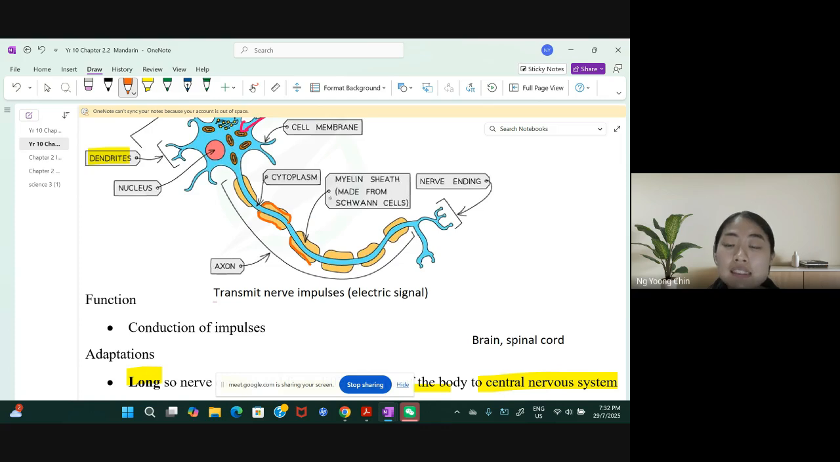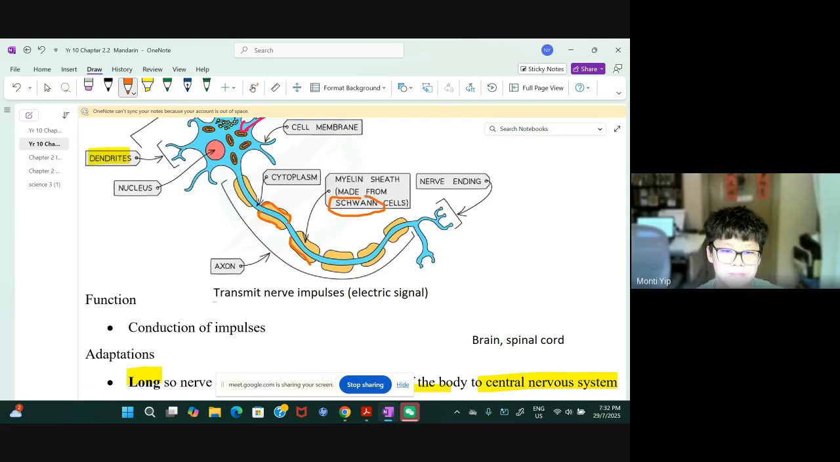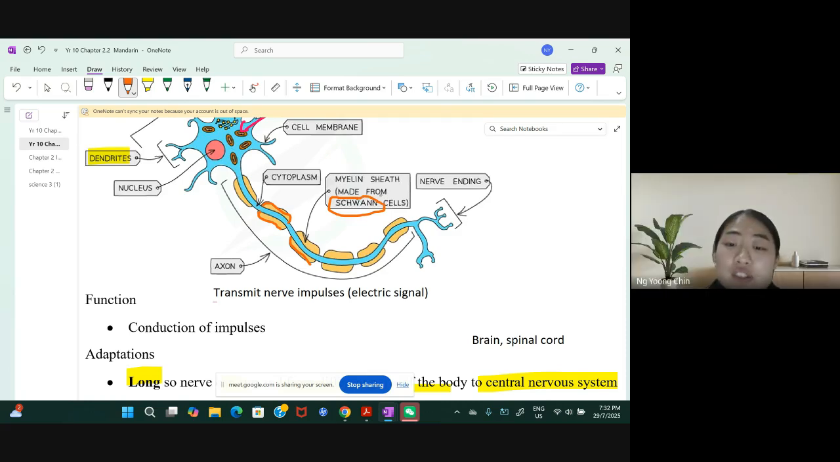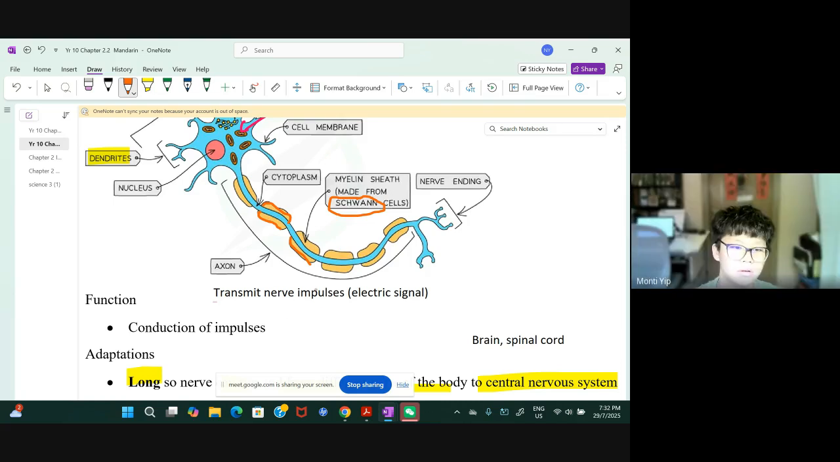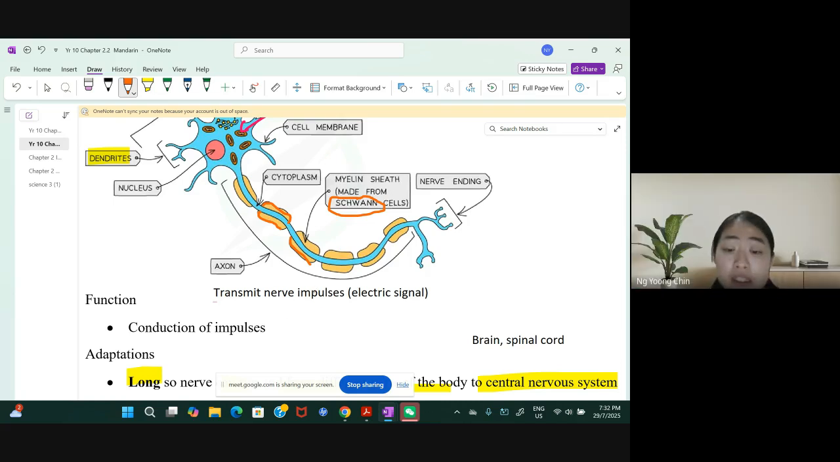So these fats are made by the Schwann cell. We call it Schwann cell, the name of the cell. So a Schwann cell is a cell that helps to make this myelin sheath. It surrounds the axon. You know why they need to have this myelin sheath? It's because with the myelin sheath, your nerve impulse can be transmitted at a faster rate.